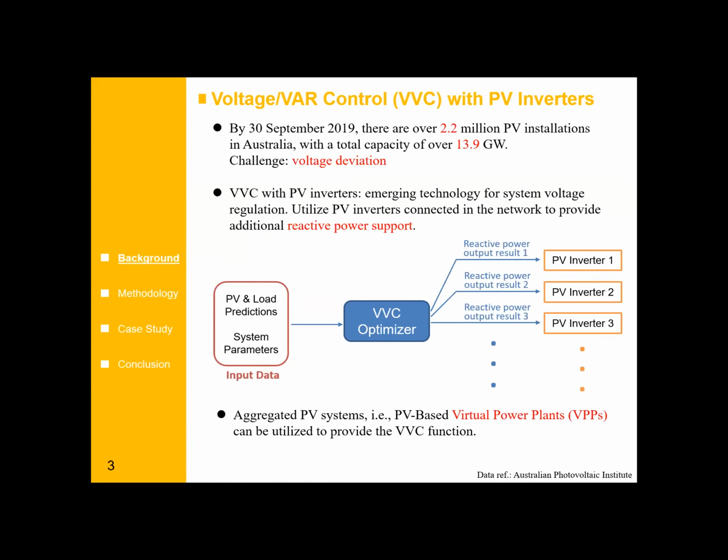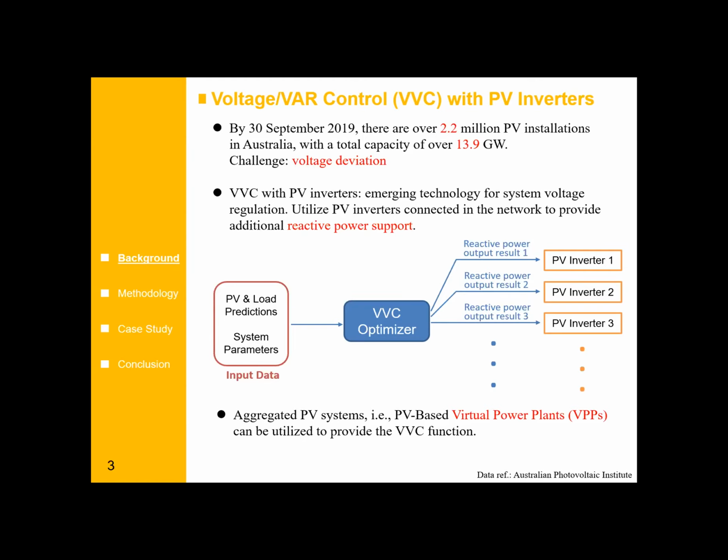Background: what is VAR control with PV inverters? According to the Australian PV Institute, by September 2019, there are over 2.2 million PV installations in Australia, with a total capacity of over 13.9 gigawatts. It is good to have this huge amount of renewable energy, but there are also many challenges, for example, voltage deviation. The VVC function with PV inverters is an emerging technology for system voltage regulation. It aims to utilize the PV inverters connected in the distribution network to provide additional reactive power support.